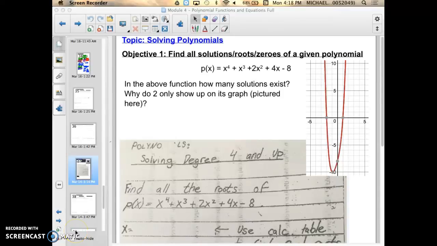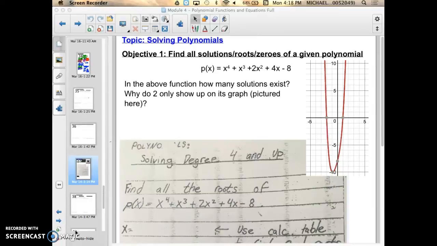The topic of solving polynomials. This topic only has one objective, and that is to find all solutions, roots, or zeros of a given polynomial. Keep in mind that sometimes these roots will be x-intercepts, but sometimes they will not be x-intercepts. At times they might be imaginary solutions, and again, those don't cross the x-axis, so they wouldn't be x-intercepts.